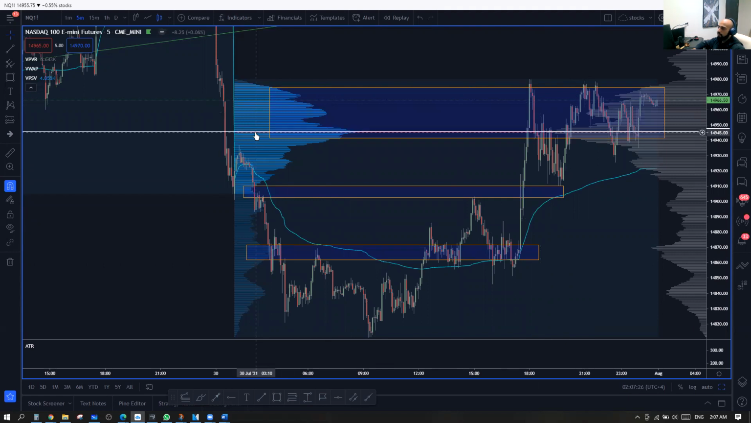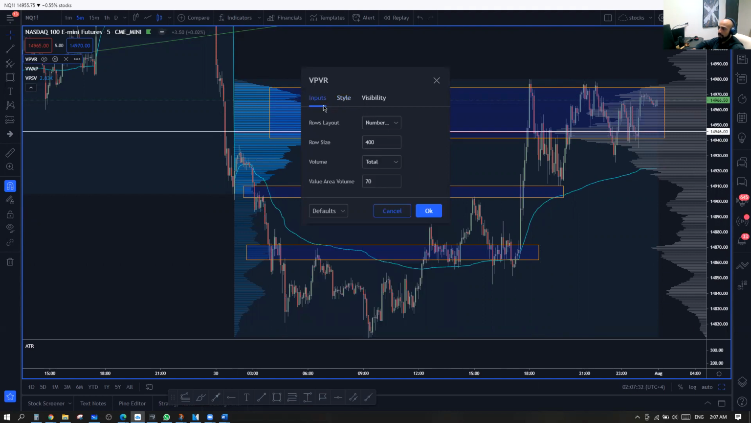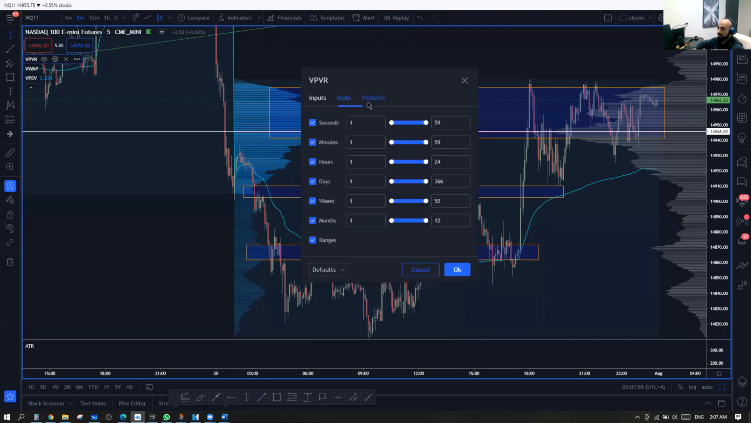The best adjustment for your volume profile on TradingView is to set it as I'm setting over here. Inputs, make the row size 400. The volume, always keep it total. The value area, keep it 70. I like to keep the color unified for my volume profile, so I unified the color. I use the width of the box 26, and this is what works for me. But you also can always adjust.